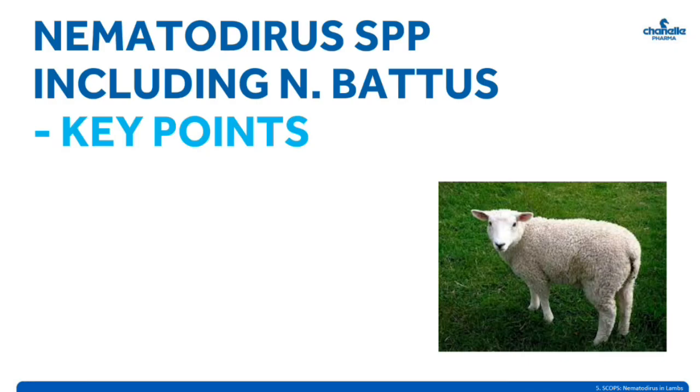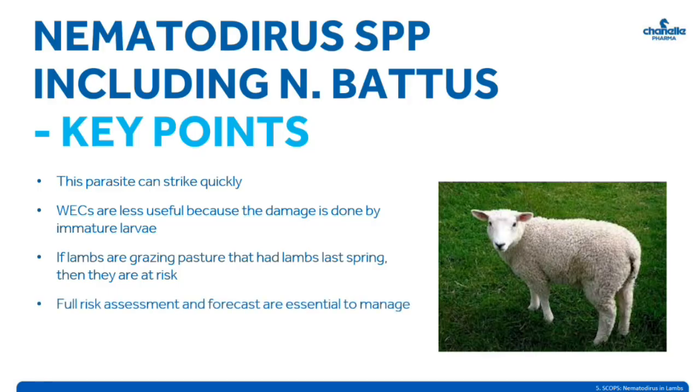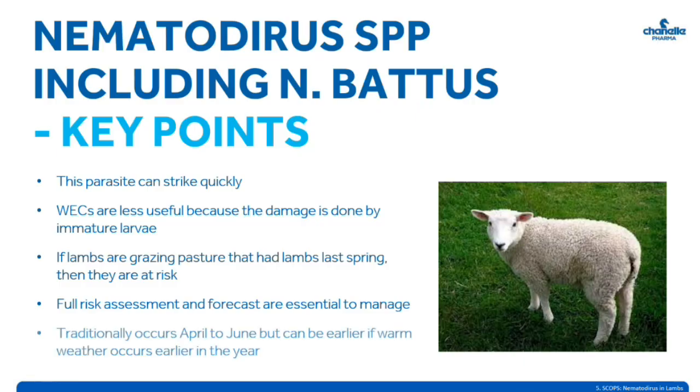These are some key points to note for Nematodirus. This parasite can strike incredibly quickly and cause really devastating losses in a flock. Worm egg counts can be less useful because the damage is done by immature larvae before eggs are seen in the feces. If lambs are grazing pasture that has had lambs on it last spring, then they are at risk of this parasite. Full risk assessment and forecasts are essential to manage this condition. And this problem traditionally occurs from April to June, but can be seen earlier if warm weather occurs earlier in the year.